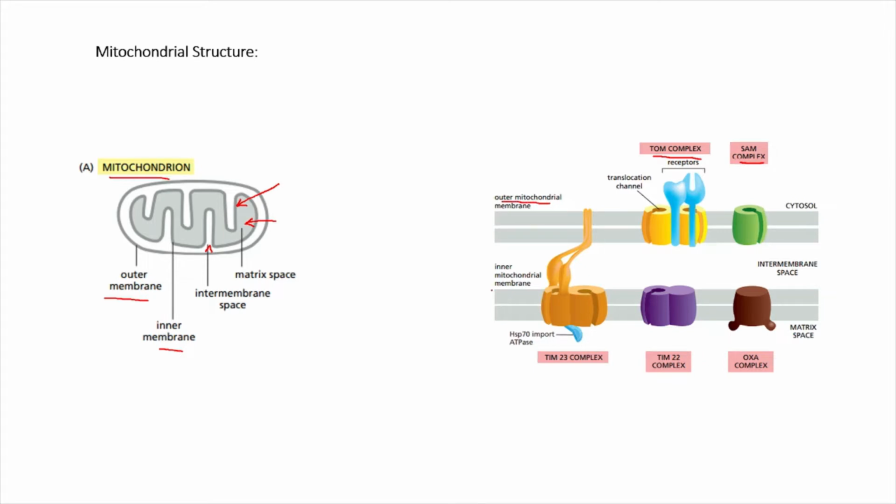Now coming to the inner mitochondrial membrane, there are separate protein structures which help in protein transport. These are the TIM23 complex and the TIM22 complex. So these two TIM complexes are present within the inner membrane of the mitochondria. Apart from that, we have an OXA1 complex, the secondary protein complex present in the inner membrane of mitochondria.